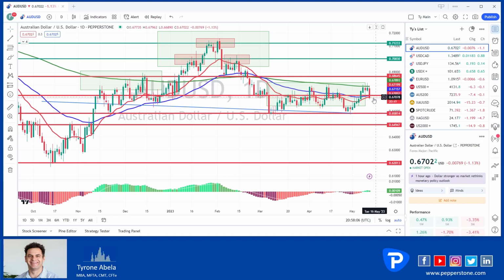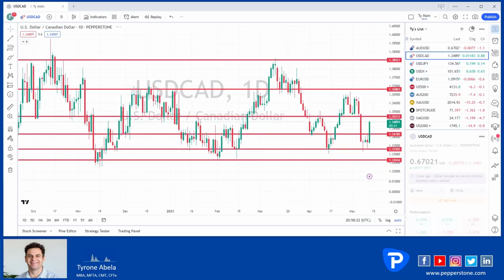But of course, if it does rebound from here and forms a series of higher highs and higher lows, the 200 is the first target, and then up to the 68.60 area if we get a daily close above the 200. But initially, the first 200 is the resistance point. All right, we'll move over to the US dollar CAD.